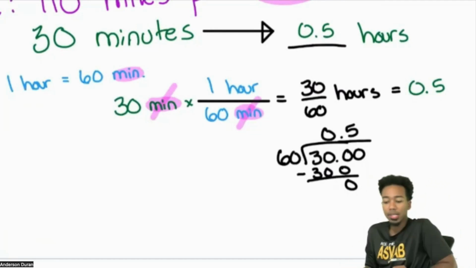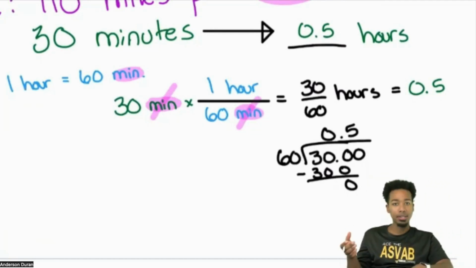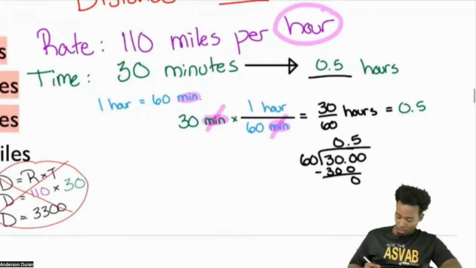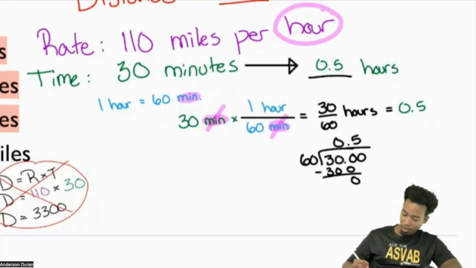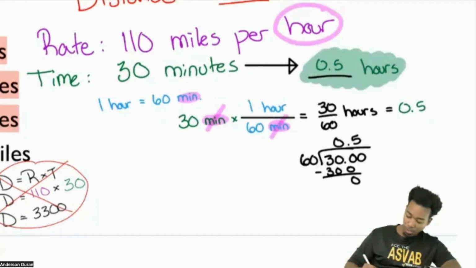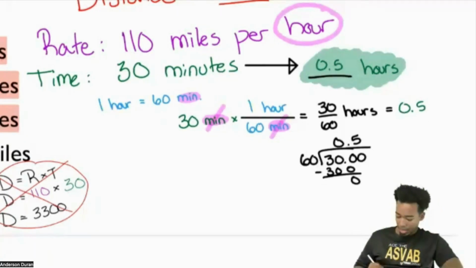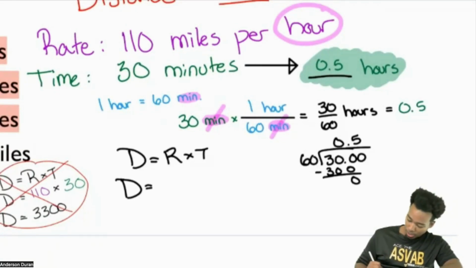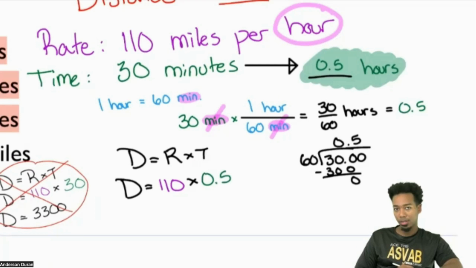I put the 60 on the outside because that's what we're dividing by. So with that said, everybody, you're good now. Now that you have this in hours, again, not minutes, hours, now you're good to go. Now you can set up your formula. Distance equals rate times time. The distance we're looking for is the 110 miles per hour. That's the rate. Times 0.5 hours. And that will give you the correct answer.